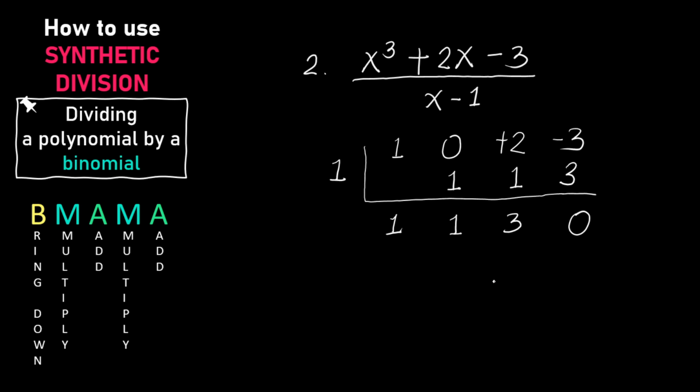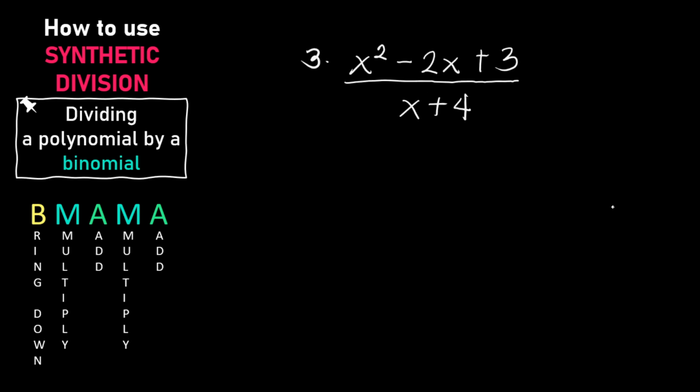Since our highest degree term in our dividend is raised to 3, therefore, the quotient should be raised to 2. So the answer is x squared plus x plus 3. And again, because this is 0, therefore we don't have a remainder.